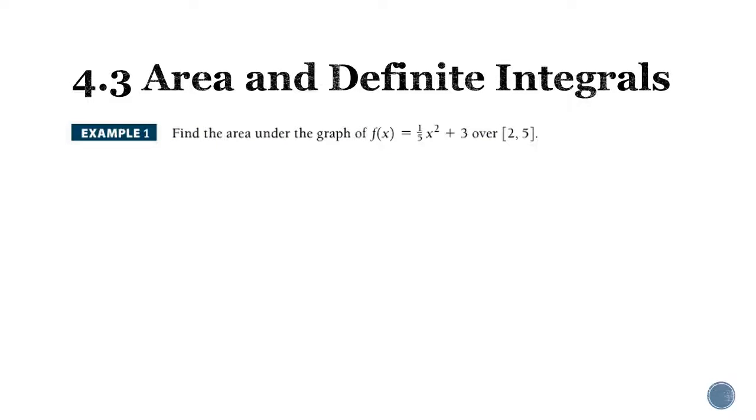So if we want to find the area under the graph of 1/5 x squared plus 3 from 2 to 5, find the antiderivative, put in 5 for x. And by the way, when we do the definite integrals, you leave off the plus c, so don't put a plus c in there. Put in 5 for x, put in 2 for x, and subtract the two results. Pause the recording, give it a try, and resume to check your answer.